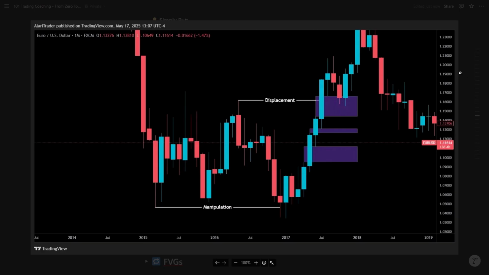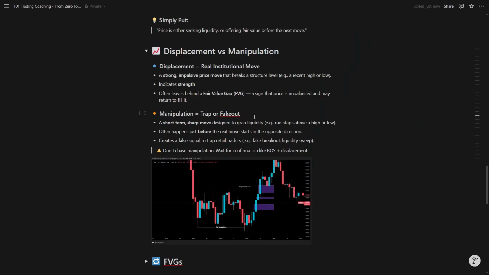Yeah. Now the second concept is manipulation. It's basically a trap or a fake out. Many times in your trading, it will look like a displacement, but it's not really a displacement. So for example, in here, it's a short-term sharp move designed to grab liquidity.